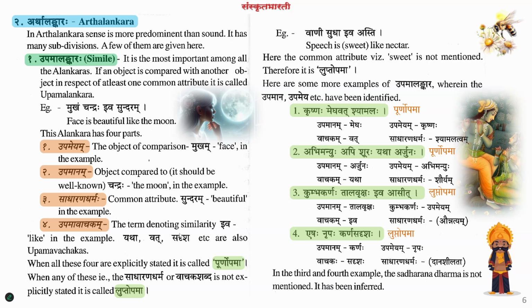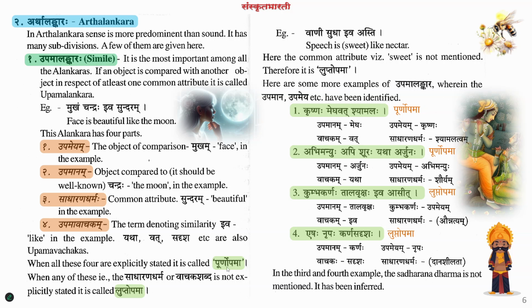Sadrisha also: Chandra Sadrishaha. Chandra Sadrishaha Sundaram asti, like that maybe. Etc. are also Upamavachakas. When all these four are explicitly stated, that means we find a distinct Upameya, Upamana, Sadharana Dharma and Upamavachaka located in the sentence or in some verse. This is just a sentence here, but it is part of a verse somewhere. When all these are explicitly stated, it is called Purna Upama.